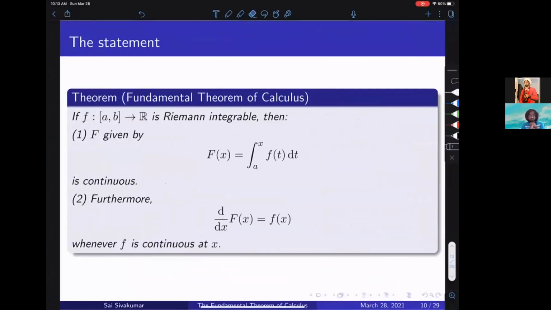Okay, so there are 3 parts that I want to talk about. If f is Riemann integrable, then we can define a function capital F of x as the integral from a to x of f of t dt. Sometimes you'll see this t called a dummy variable.